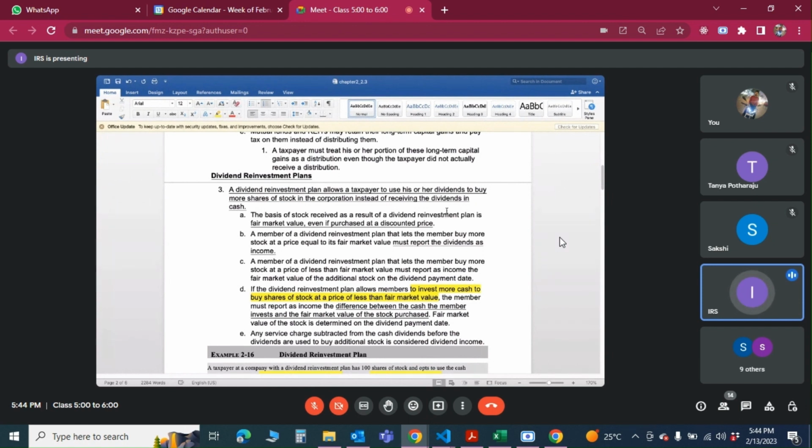The basis of stock received as a result of a dividend reinvestment plan is fair market value. We have to always see what is fair market value. So let's say you're giving $10,000 back to the company. The company is giving you stocks which are worth $12,000. Then what happens to the extra 2,000? It should be considered as taxable.